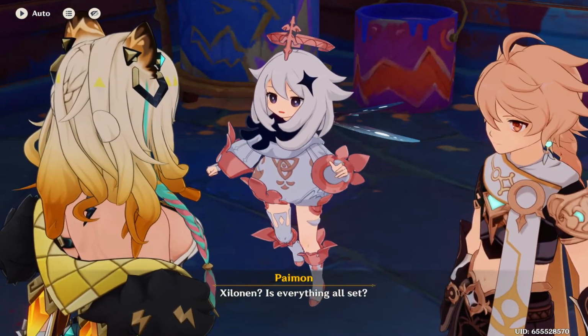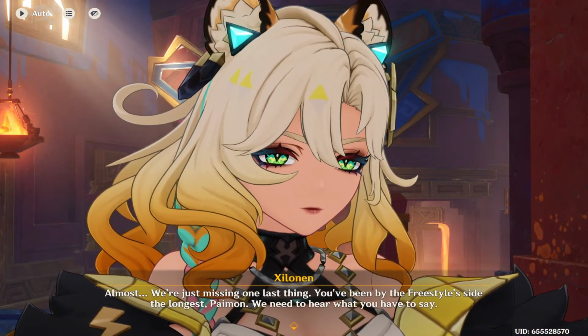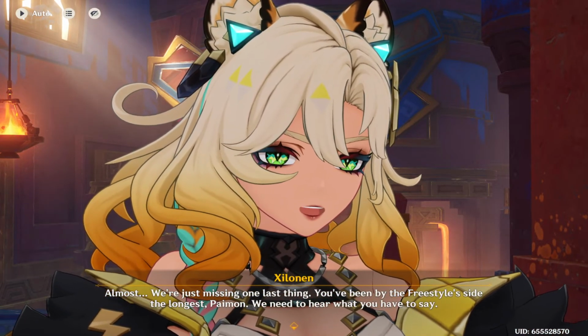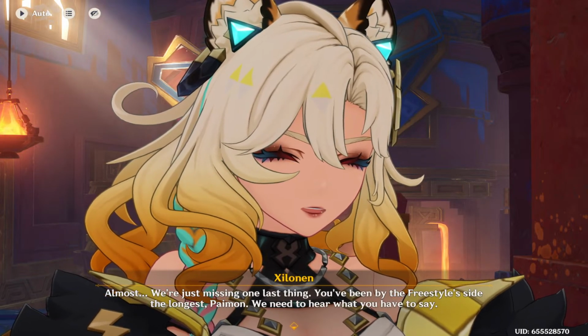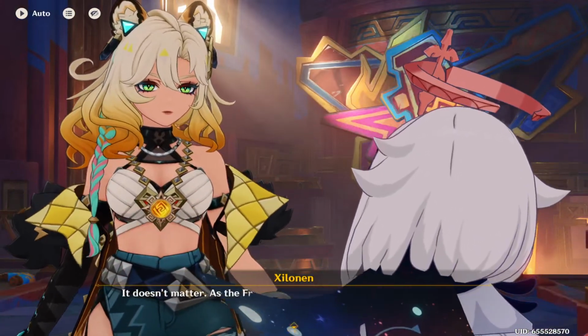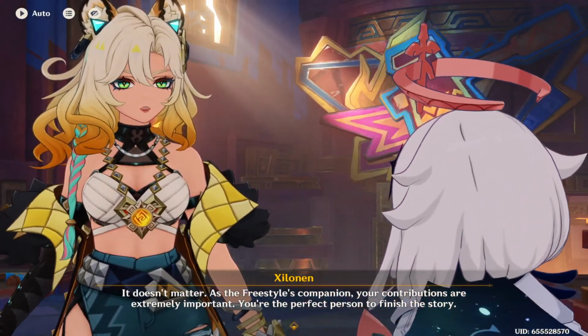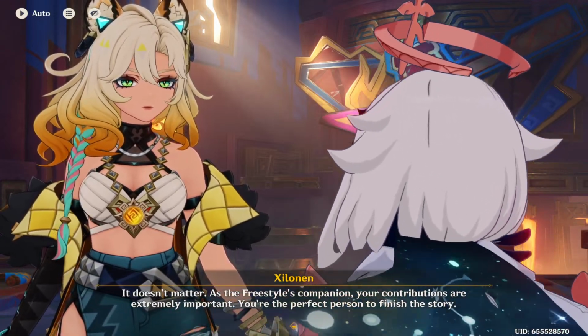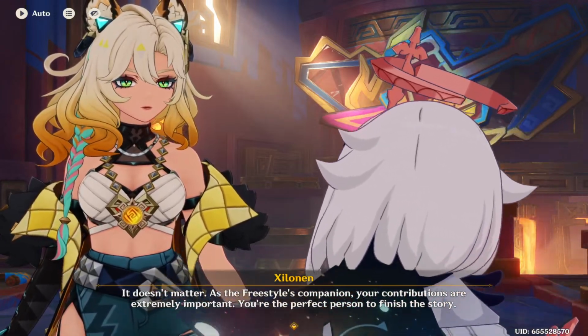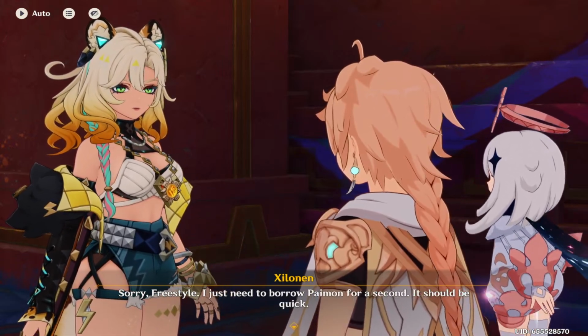Shilonen, is everything all set? Almost. We're just missing one last thing. You've been by the Traveler's side the longest, Paimon. We need to hear what you have to say. But Paimon's not from Natlan. Oh, it doesn't matter. As a Traveler's companion, your contributions are extremely important. You're the perfect person to finish the story. Sorry, Traveler. I just need to borrow Paimon for a second. It should be quick.